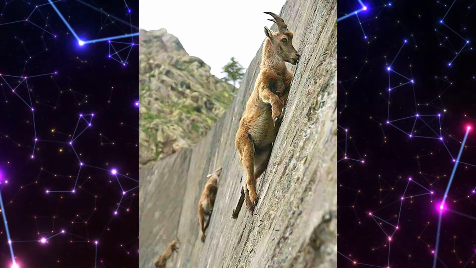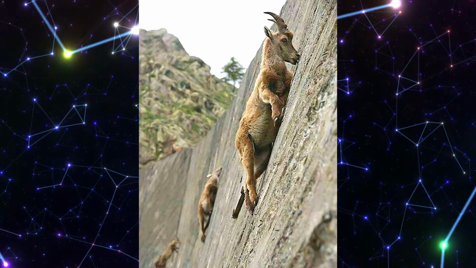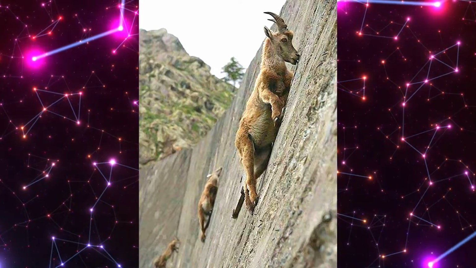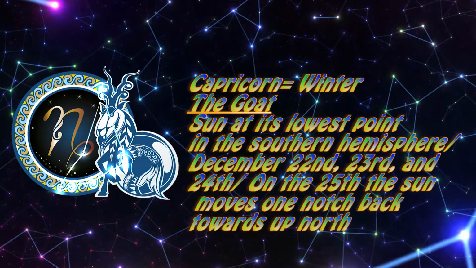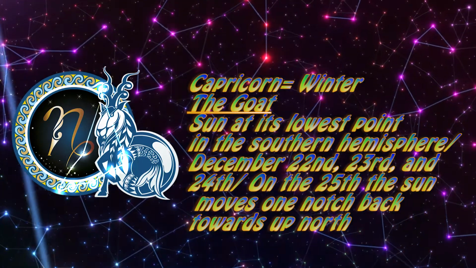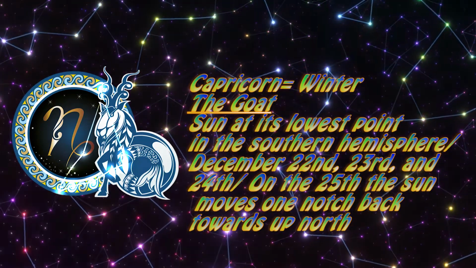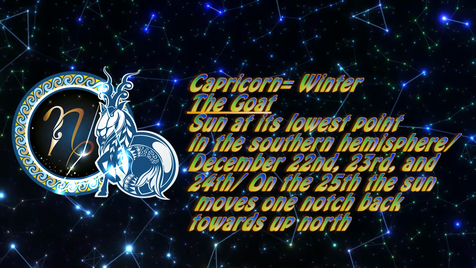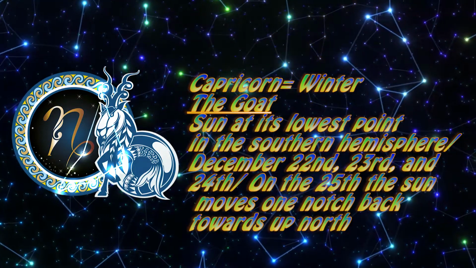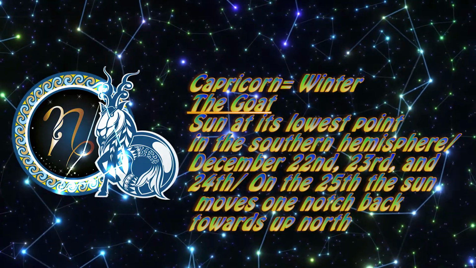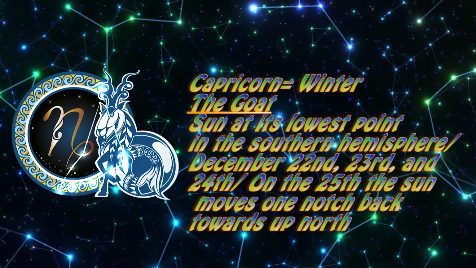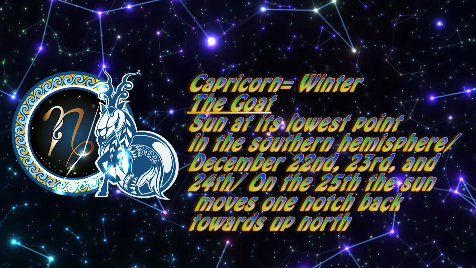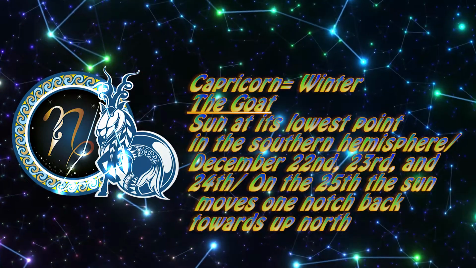So Capricorn season, they use the goat, because goats love to climb. The goats get to climbing up because the sun, after the 3 days of being at its lowest point, on the 25th moves 1 notch back up. Basically, that's why they use the goat, because it's about to climb back up and go north and bring the sun back to the northern hemisphere for Aries.